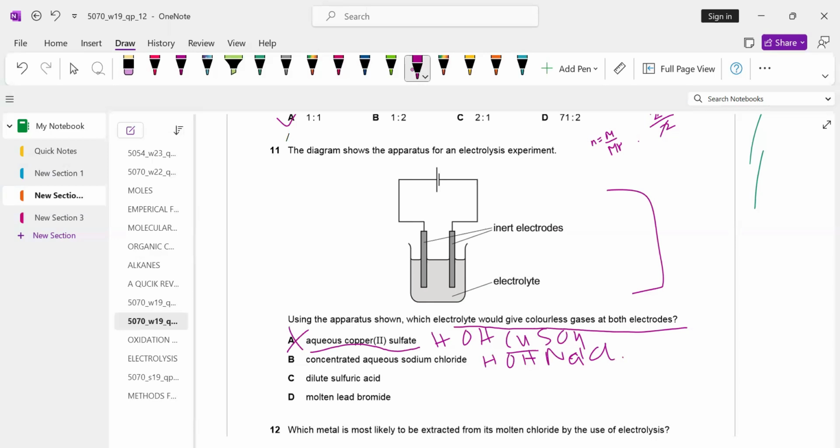Then C, dilute sulfuric acid, has OH, H ions and SO4 ions. Sulfate does not take part in any of the reactions and does not get reduced. So hydrogen will go to the cathode and oxygen, or you can say OH, will go to the anode. So option C is correct. Let's look at option D, molten lead bromide. Lead and bromine ions are present. Bromine will go towards the anode and lead towards the cathode. So option D is also incorrect.